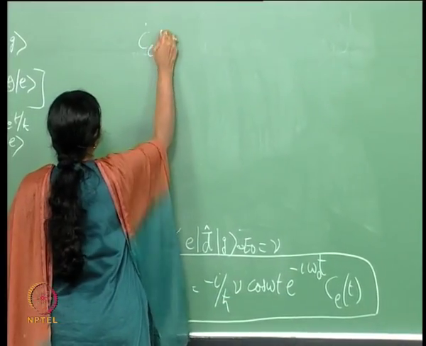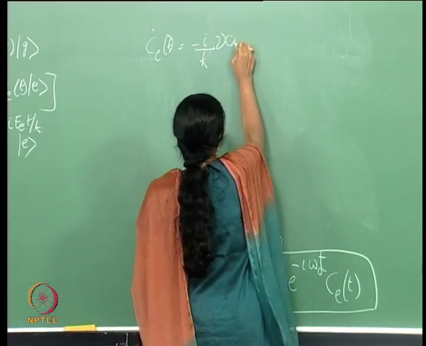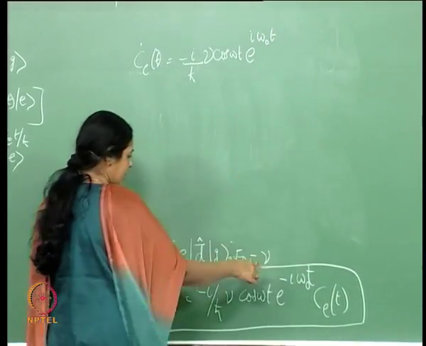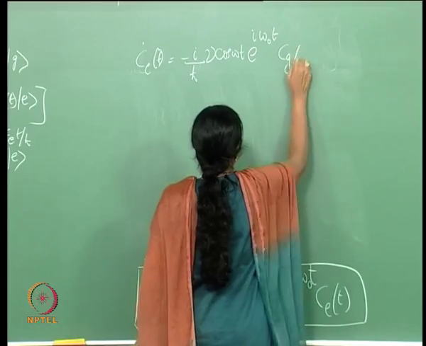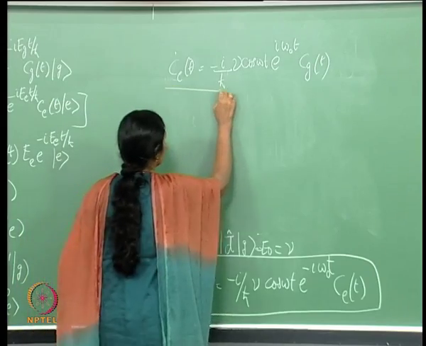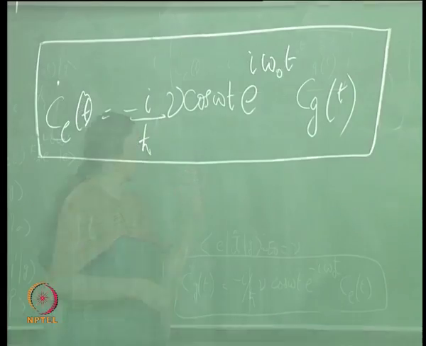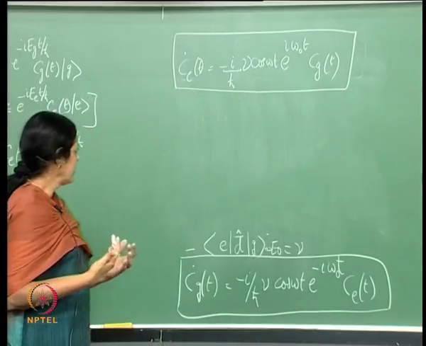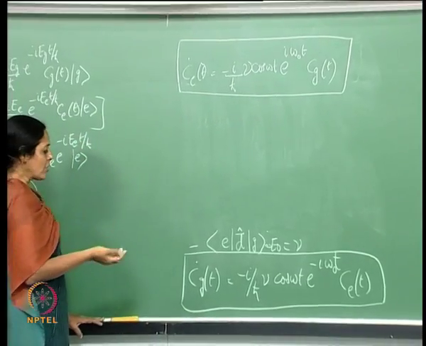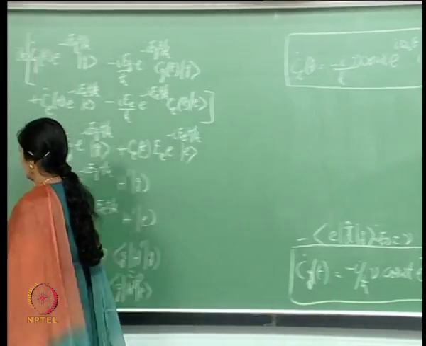So I will have Ce dot of t is minus i by h cross nu cos omega t e to the i omega naught t Cg of t, that is one difference. So these are the two equations that I have. These are coupled equations. I can decouple them and get an equation just for Ce and another just for Cg by taking the differential once more. Now if I did that, I get the following thing.